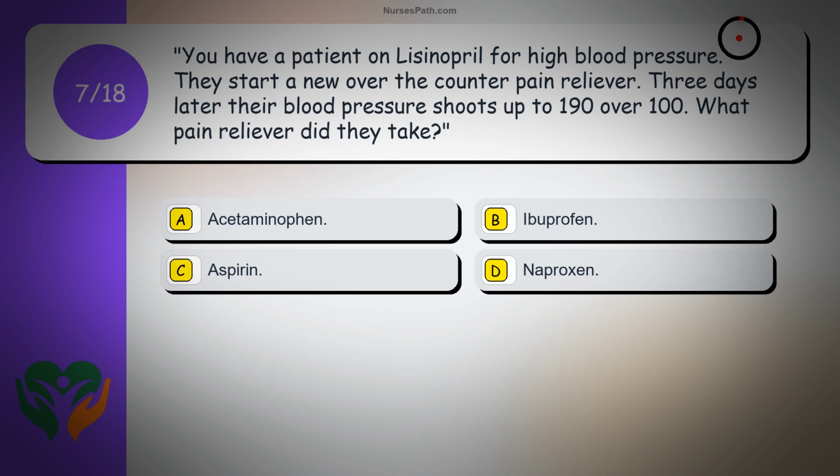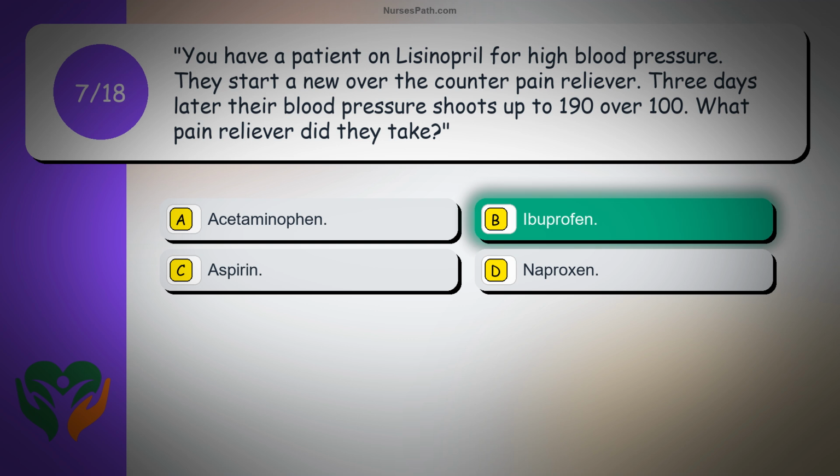Question 7. You have a patient on lisinopril for high blood pressure. They start a new over-the-counter pain reliever. 3 days later their blood pressure shoots up to 190/100. What pain reliever did they take? Option A. Acetaminophen. Option B. Ibuprofen. Option C. Aspirin. Option D. Naproxen. The correct answer is option B, ibuprofen.